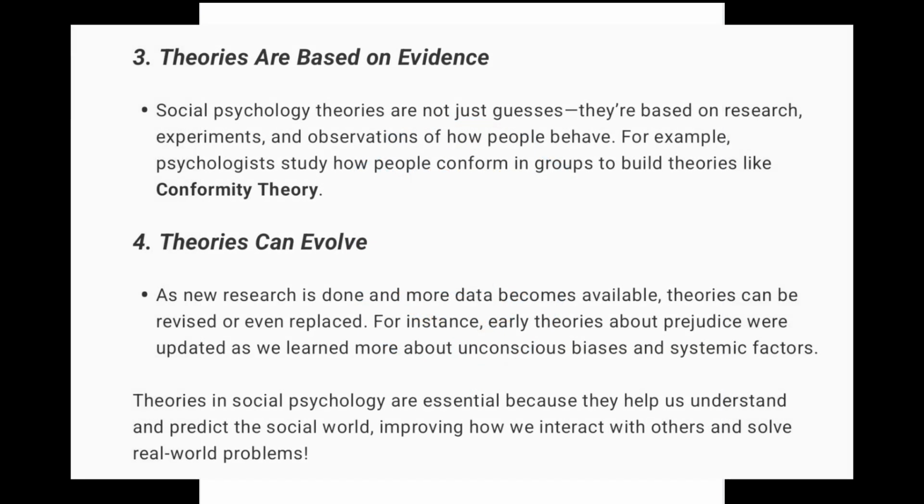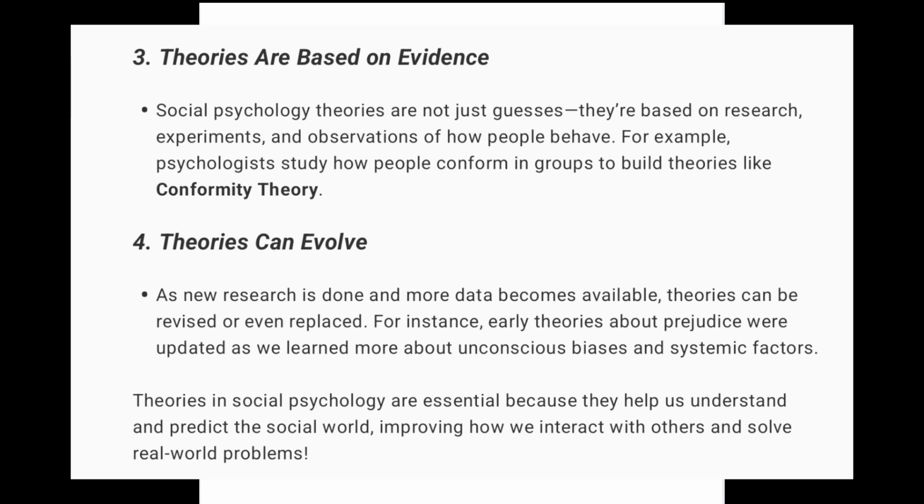Number 3, theories are based on evidence. Social psychology theories are not just guesses. They're based on research, experiments, and observations of how people behave. For example, psychologists study how people conform in groups to build theories like conformity theory.